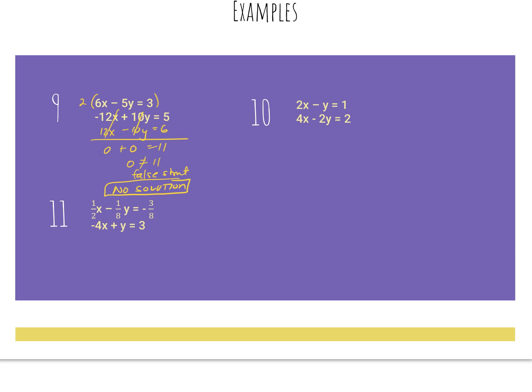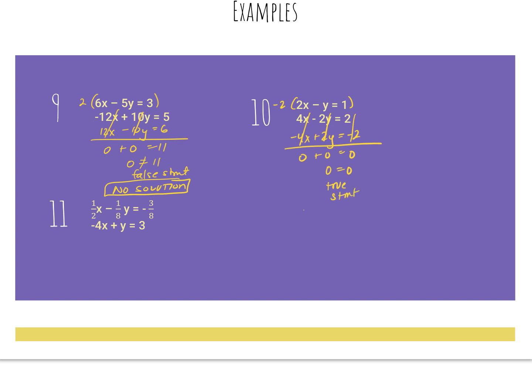Now I'm going to go to number 10, and quickly I see that if I multiply the top by negative 2, my y's will cancel. So I'm going to do that. I've got negative 4x plus 2y equals negative 2. Then I add, and my y's canceled, and my constants canceled. I got 0 equals 0. And this is a true statement.